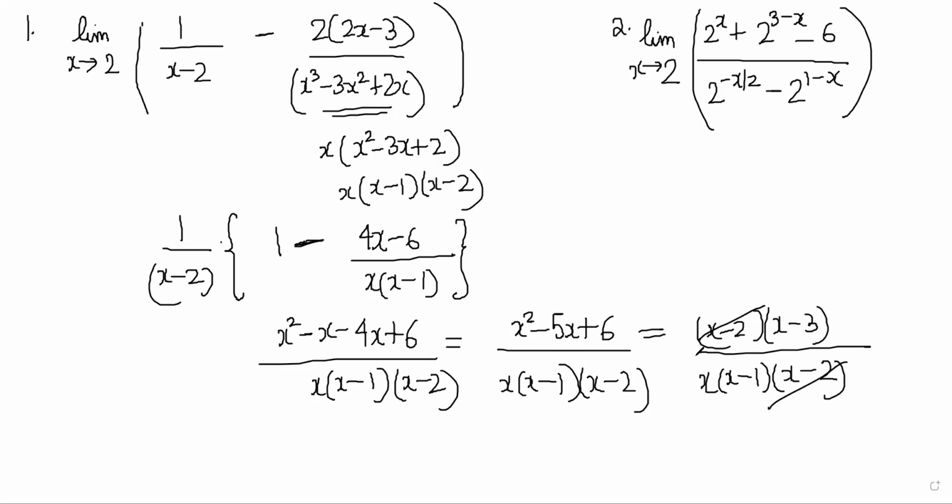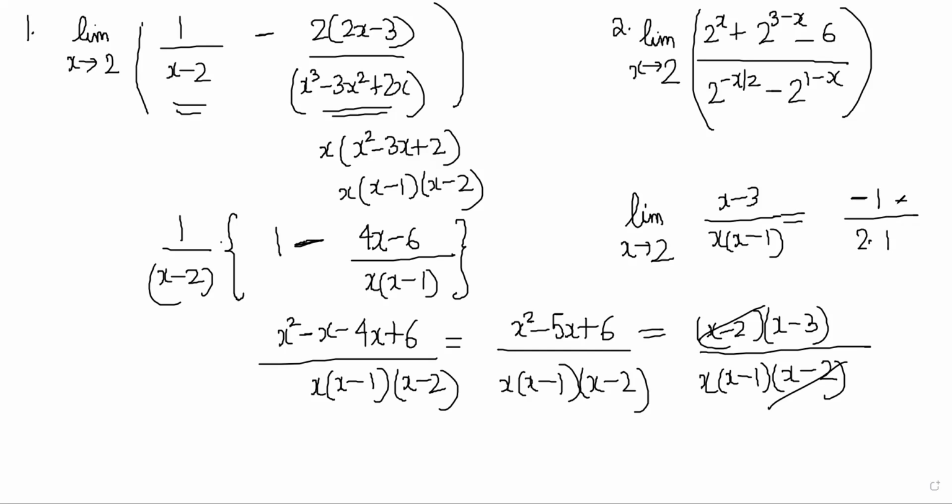So the whole point was to be able to cancel this, because right now you cannot put the value, right? Once we are able to cancel this, we get x minus 3 by x into x minus 1. And in this one, it is okay to put the value x is equal to 2. So it will be minus 1 by 2 into 1, so minus half. That is the first one.